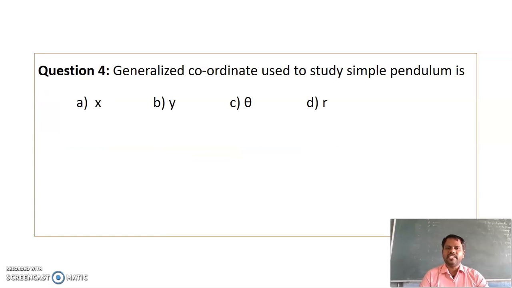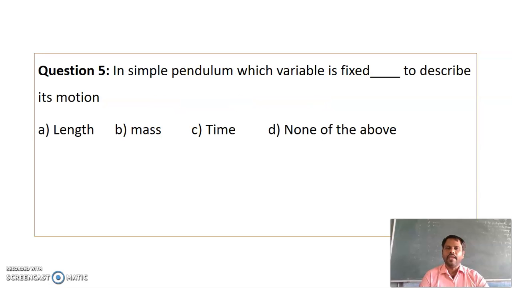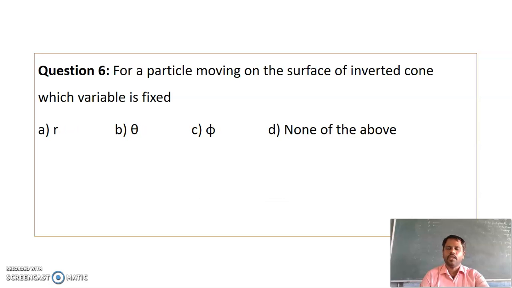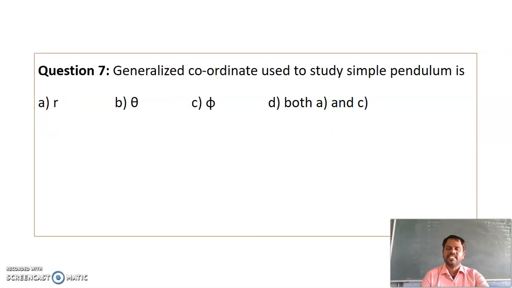Question number 4. Which generalized coordinate is sufficient to describe a simple pendulum? It is theta. So the answer is C. Question number 5. In a simple pendulum, which variable is fixed? You know that the length is fixed. So the answer is option A. Question number 6. For a particle moving on the surface of an inverted cone, which variable is fixed? It is the angle theta. So the option is B.